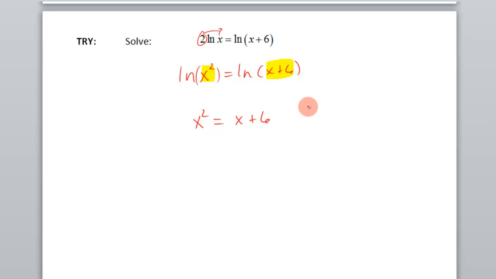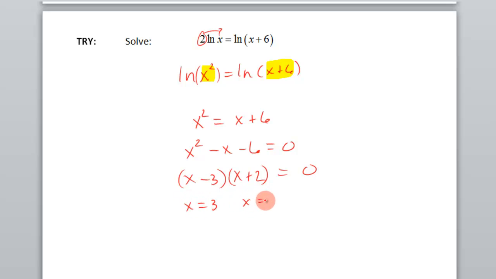Okay, but now I have a quadratic. So in order to solve a quadratic, I need to get everything on the same side. So I'm going to subtract an x and subtract a 6. And then see if it factors, which it probably does. These look like nice ones, right? What two numbers multiply to negative 6 but add up to negative 1? Negative 3 and positive 2 do. Yep. So my two answers are 3 and negative 2.